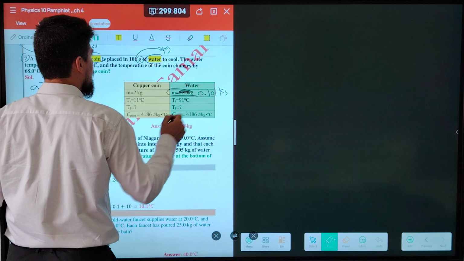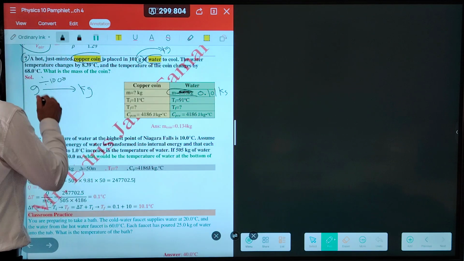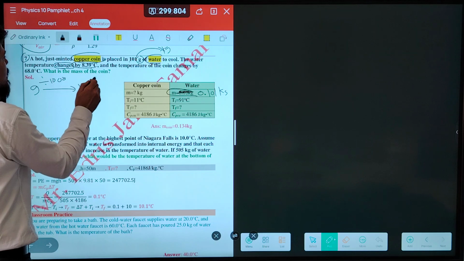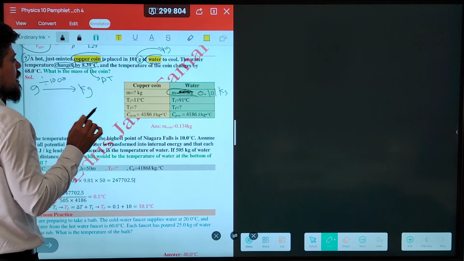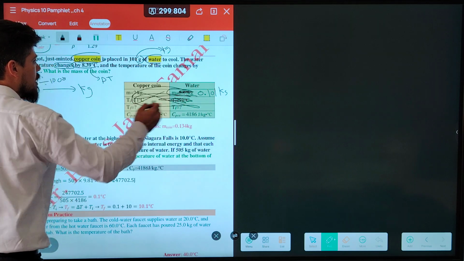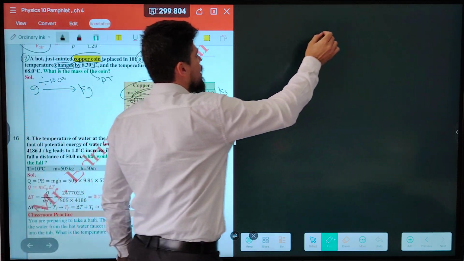0.101 kilogram. Okay. So the water temperature changes. What do you mean by water temperature change? It means that delta T. This is delta T for water. This table is wrong. Guys, don't depend on this table. Now I'm going to make another table.